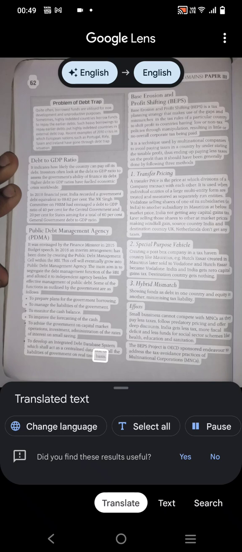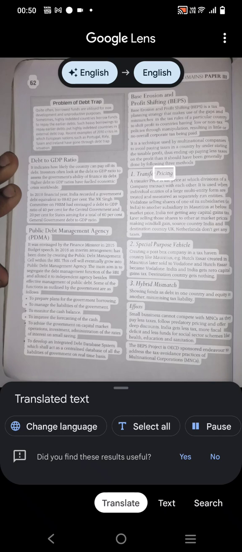Base erosion and profit shifting, BEPS. Base erosion and profit shifting, BEPS, is a tax planning strategy that makes use of the gaps and mismatches in the tax rules of a particular country to shift profit to countries having low or no tax policies through manipulation, resulting in little or no overall corporate tax being paid. It is a technique used by multinational companies to avoid paying taxes in a country by understating the taxable profit, thus ending up paying less tax on the profit than it should have been, generally done by following three methods.